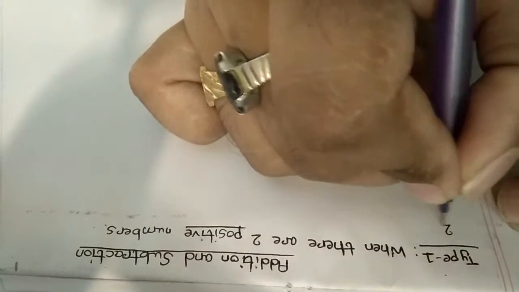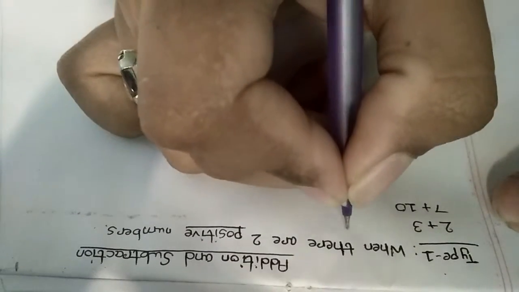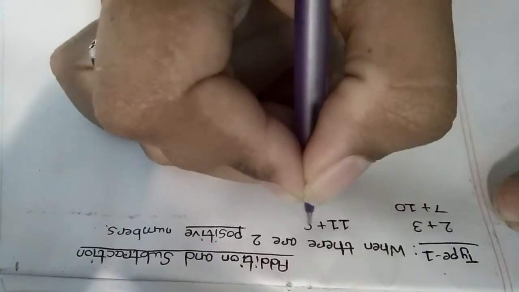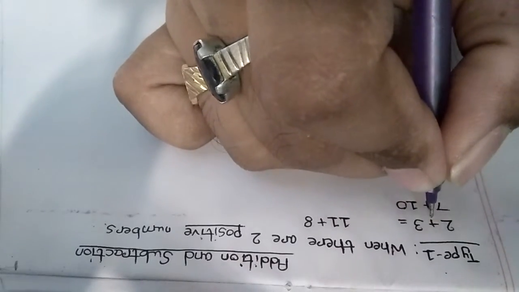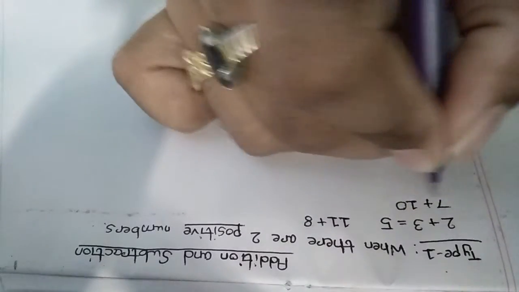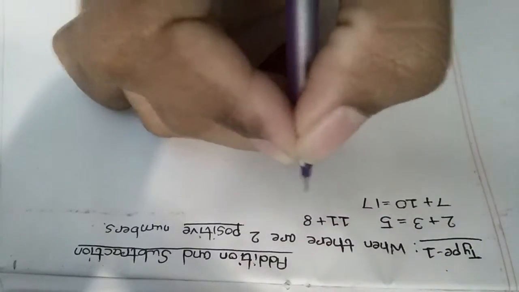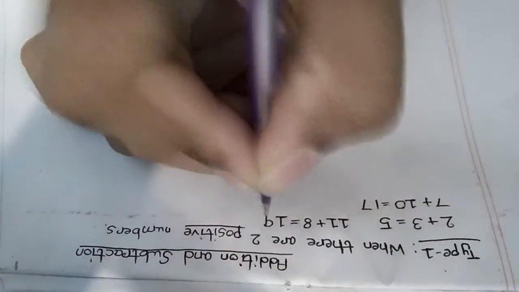Now we know that this is the easiest one to solve, because we will have problems like 2 plus 3, 7 plus 10, or 11 plus 8. So 2 plus 3: whenever both the numbers are positive, we add the numbers. So the answer is 5. 7 plus 10, it's 17. Whenever both the numbers are positive, we just add the numbers.